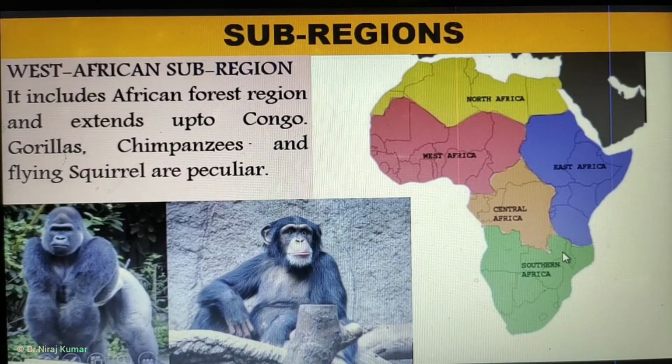Second subregion is West African subregion. It includes African forest region, which extends up to Congo. Gorillas, chimpanzees, and flying squirrel are peculiar animals of this subregion. This is gorilla and this is chimpanzee. These are big primates or non-human apes.